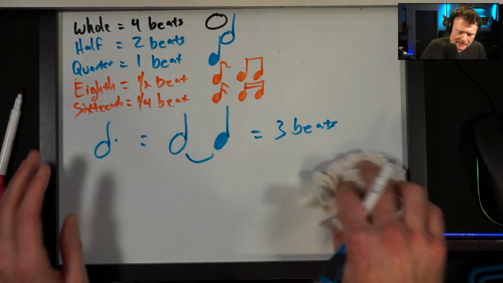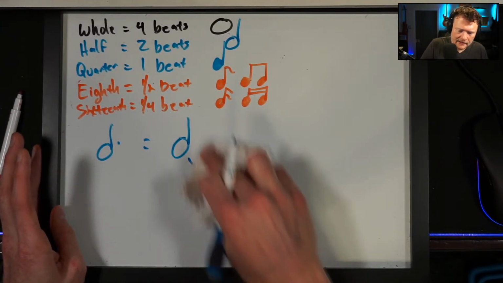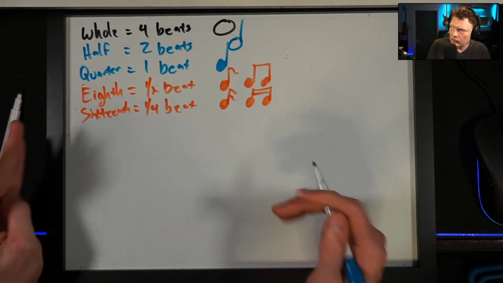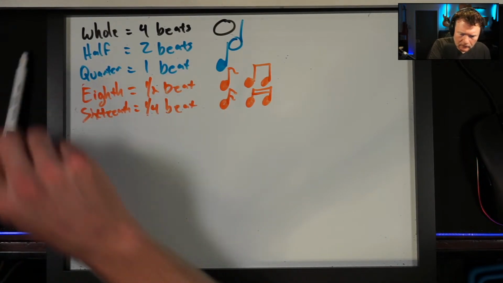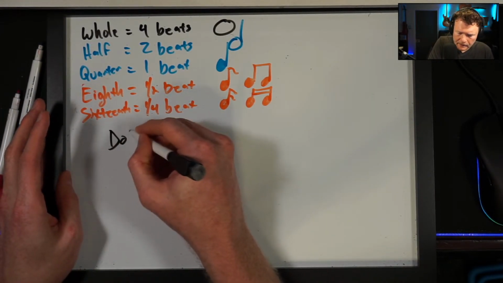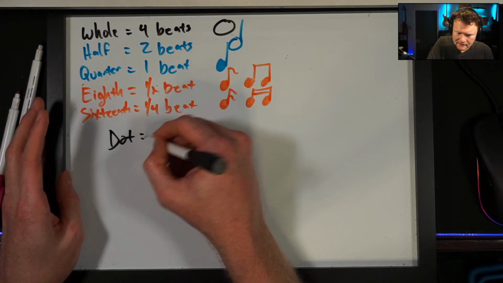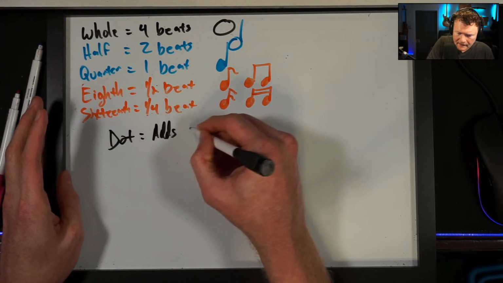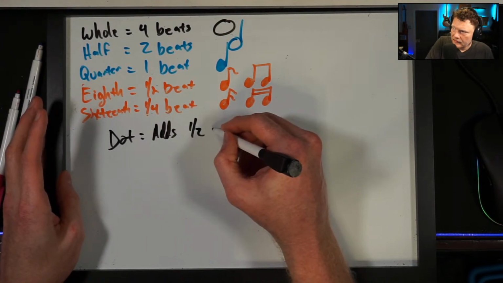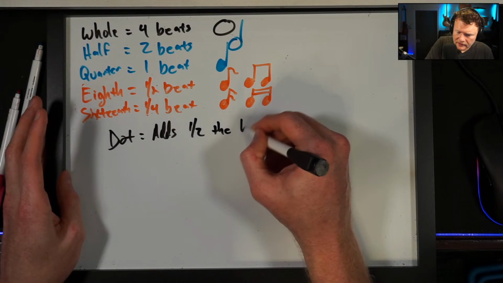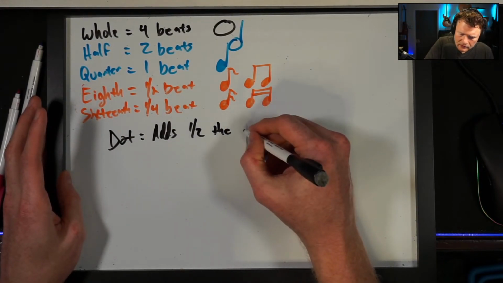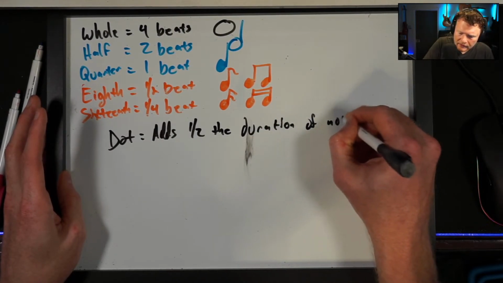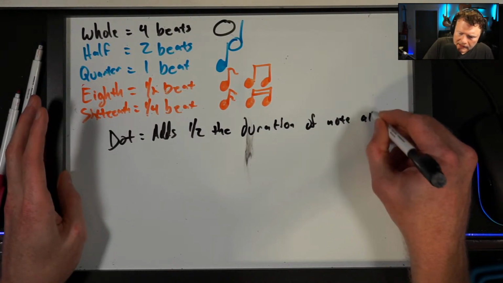So what does this dot do? In the first example, it added half a beat. In the second example, it added a whole beat to the note. Well, the dot essentially adds half the duration of the note it's attached to.